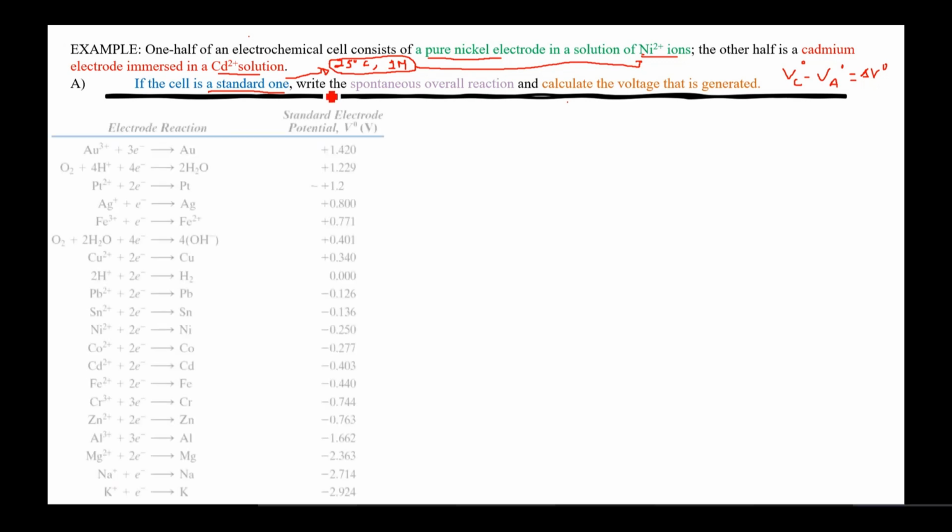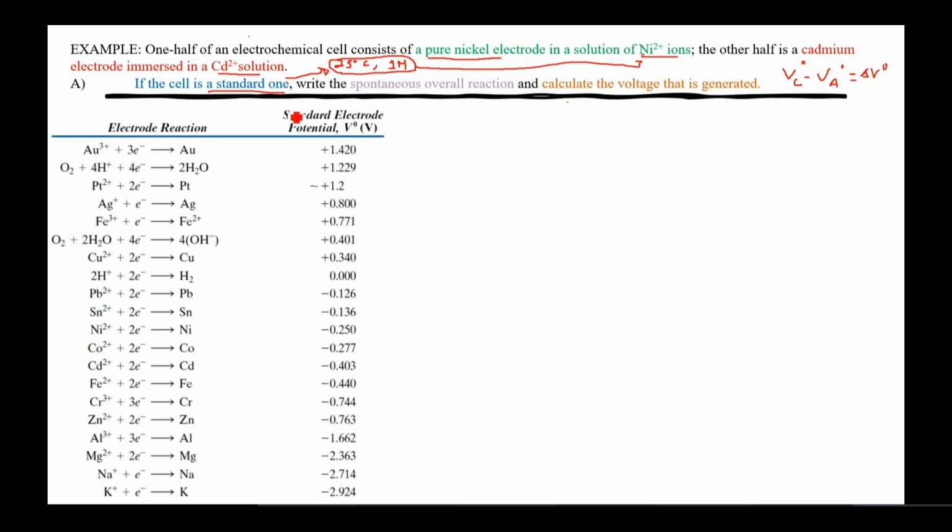ठीक है ये जो EMF series है where you see standard electrode potential से मुराद ये है कि it is measured at 25 degrees centigrade and in 1 molar concentration of the respective ions. ठीक है ये condition जरूरी है for this voltage to be correct.